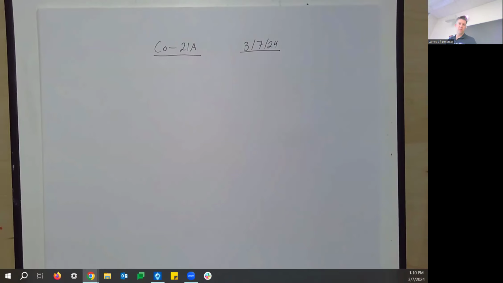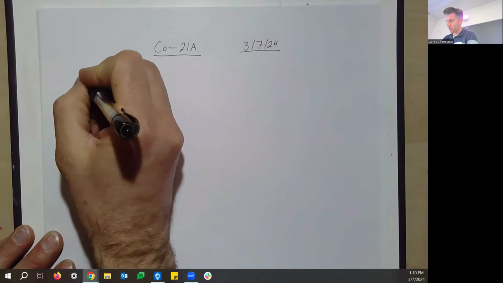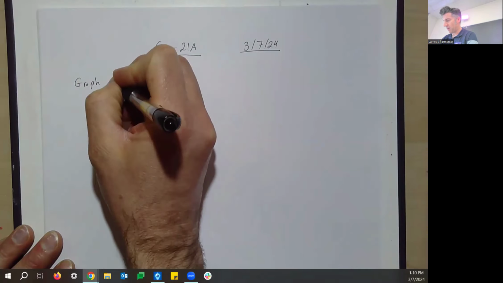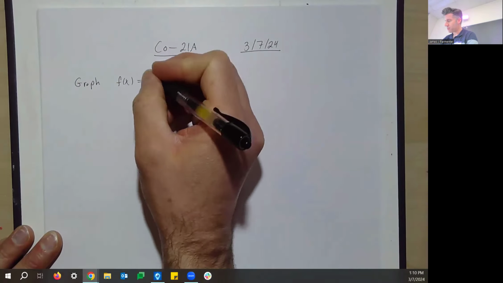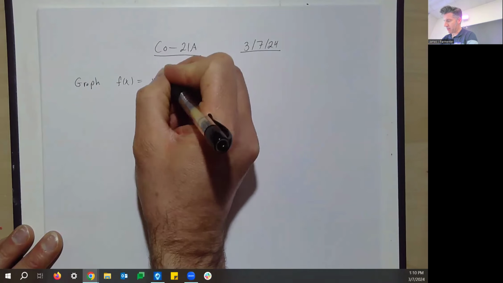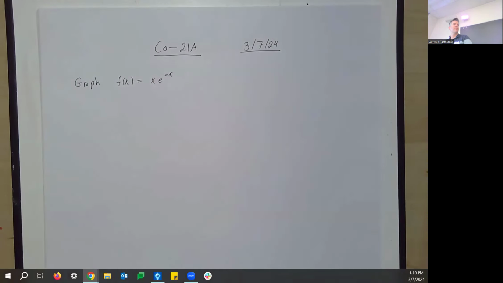We'll do 1 or 2 graphical problems and then we'll kind of talk about other things. So let's graph the following. Let's graph f of x equal to x e to the negative x. And again, when we say the word graph, we mean all the things. We mean intercepts, asymptotes, relative extrema, inflection points, the whole shebang.